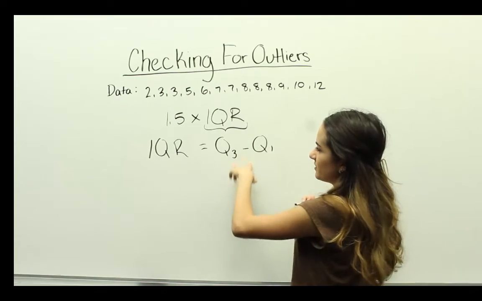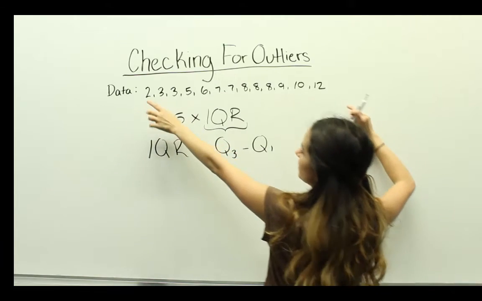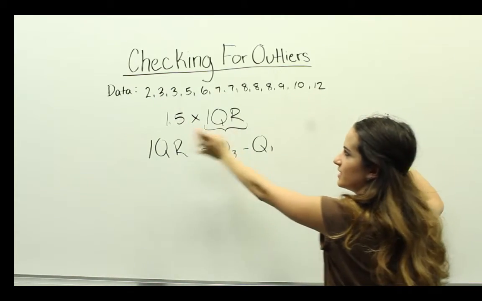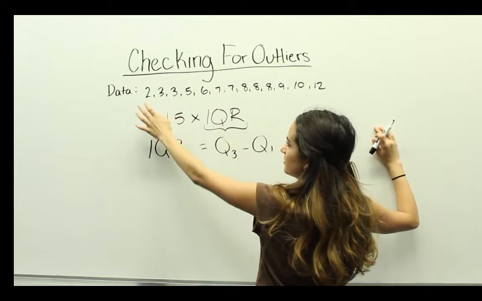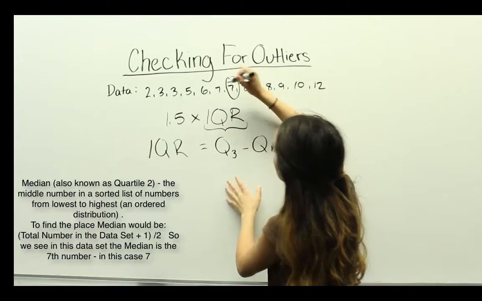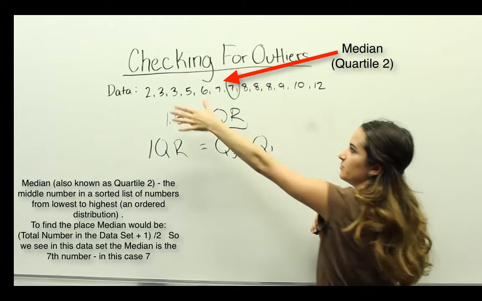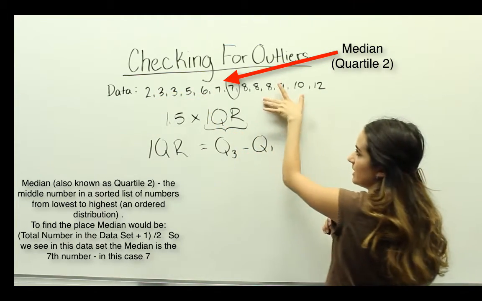So to quickly review how we got these two values, we'll look at the data set, right? So there's 13 values in this data set. So let's first find the median. So 1, 2, 3, 4, 5, 6, 7. This would be the median. Therefore, to find quartile 1 and quartile 3, it would be the median of this set and this set.